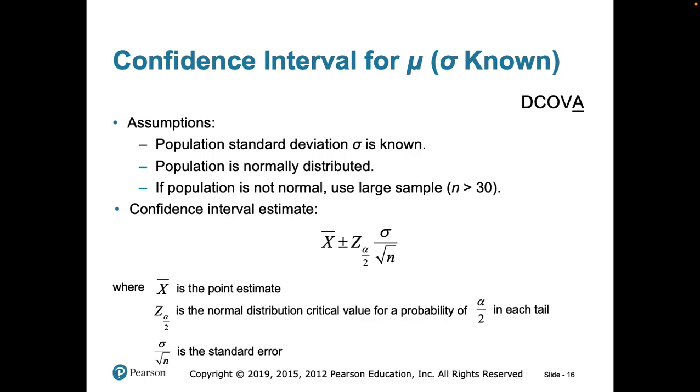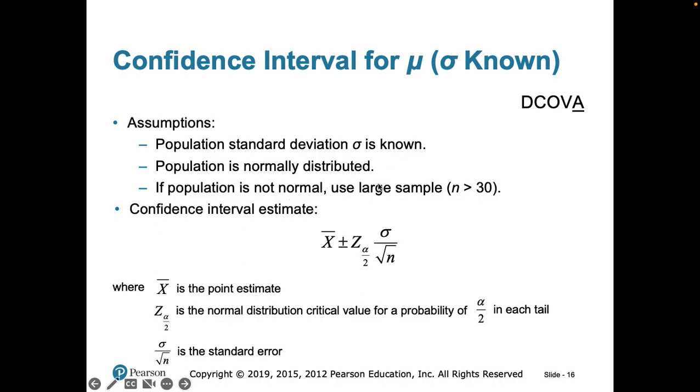And then here we have the confidence interval estimate. So you have your x bar, which is your mean, plus or minus z of alpha divided by 2, and we'll talk about that in the next slide. Why are we using alpha divided by 2? And then you have your standard deviation divided by the square root of the sample size.